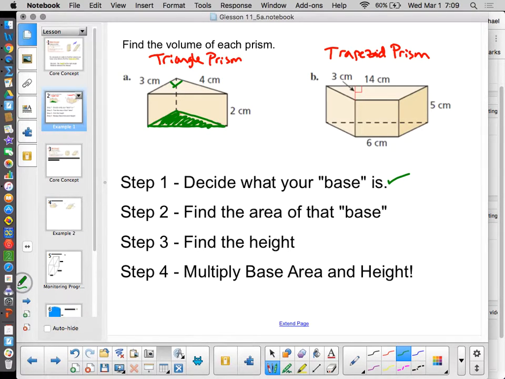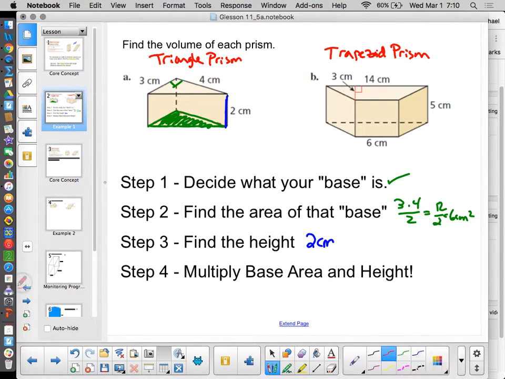Now, different base: capital B is the area of the base. Lowercase b is the smaller base of a triangle. So 3 times 4 divided by 2, which is 12 over 2, or 6 centimeters squared. Then you need to find the height. The height is the distance between the two bases. It's usually given. And I simply multiply them.